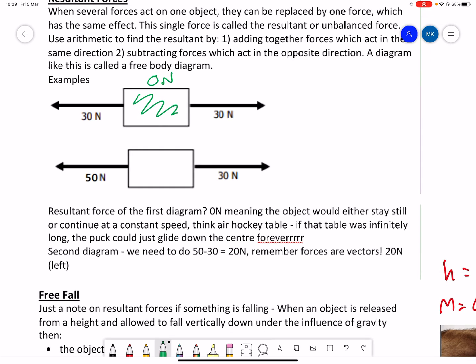The second one, 30 newtons to the right, but 50 newtons to the left, so the resultant force is going to be 50 take away 30. So 20 newtons. And remember, force is a vector, so you also need to give it a direction. So if the question gave you a compass, you would say 20 newtons to the west. If it didn't give you a compass, then 20 newtons to the left is sufficient.